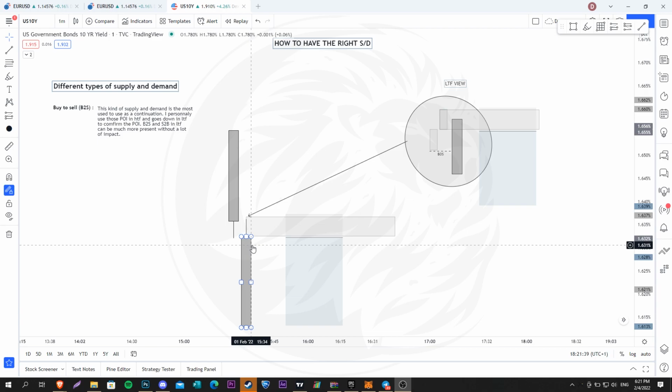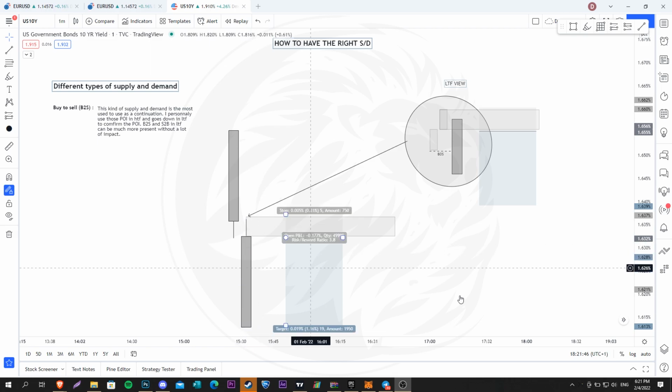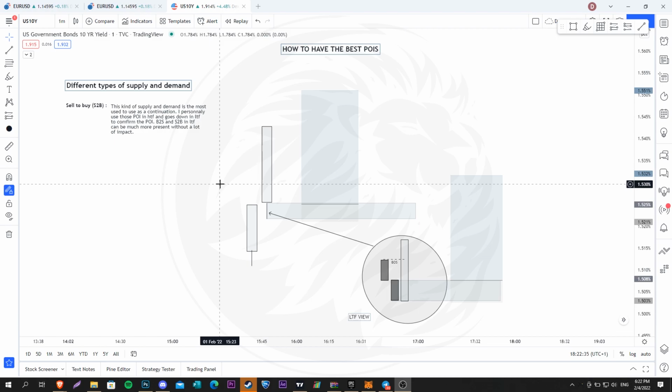Okay, so now we will go through the sell to buy candle, and after we will go through the real market to show you how to use them. Same as the buy to sell, but the other way, the sell to buy. This kind of supply and demand is the most used as a continuation. I personally use those POI in higher time frame and go down in lower time frame to confirm them. So as with the buy to sell wick, this kind of order block has to be seen in higher time frame to have the best probabilities to win.